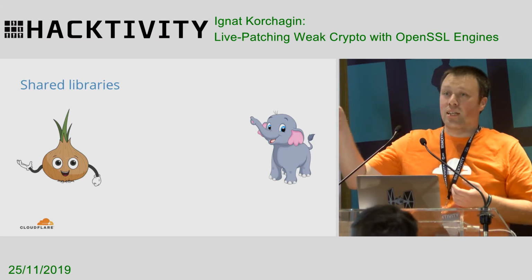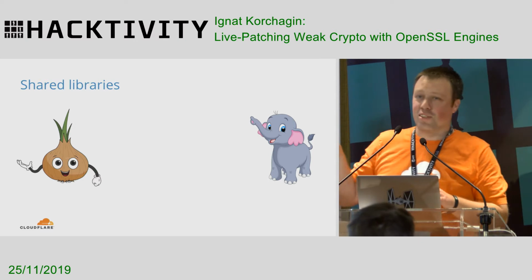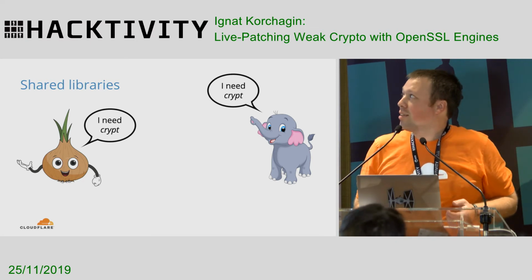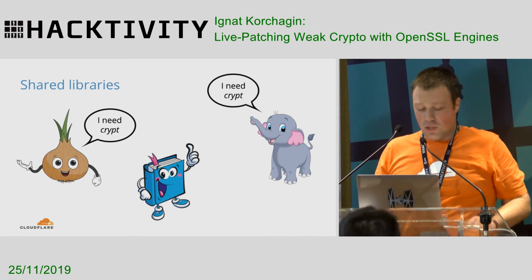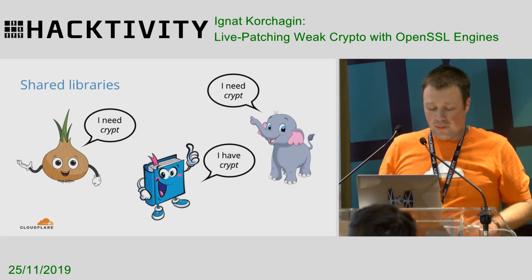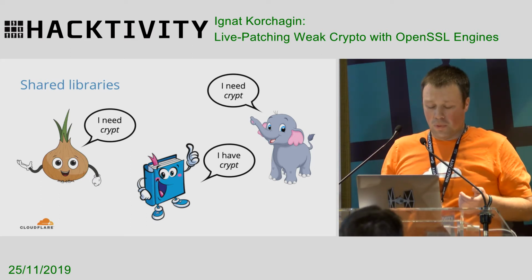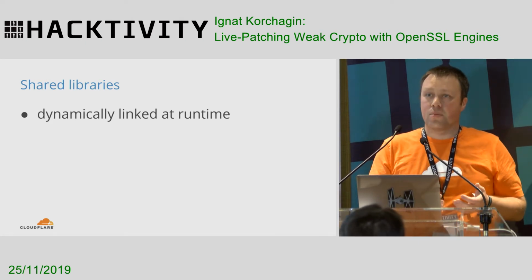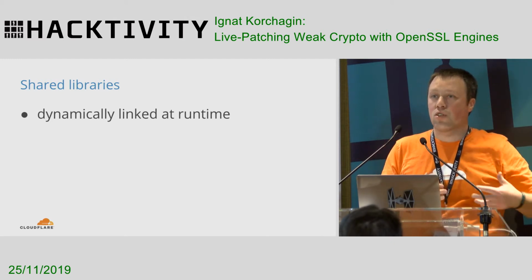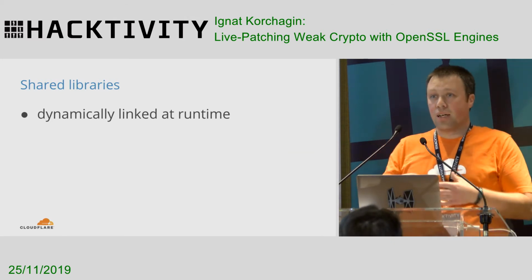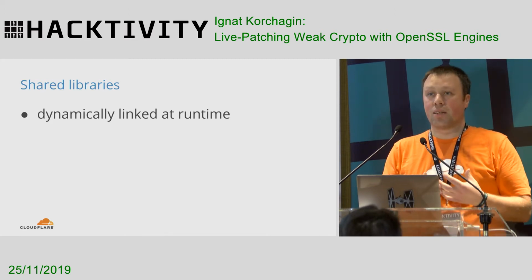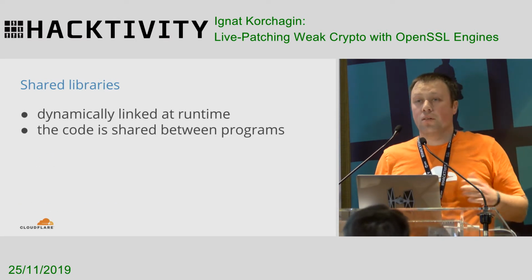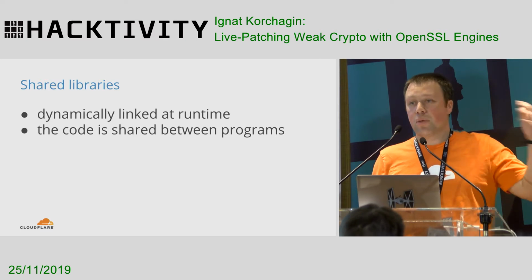By the way, the mascots here appear accidentally, so they do not relate to real-life software. They both need some crypto library, which is usually OpenSSL, and this library is shared between these processes. The nice thing about shared libraries is that they are dynamically linked at runtime, so their code is not actually part of your code. The operating system bundles their code into your process at runtime, and the code is shared between the programs, so you have only one library servicing many applications.